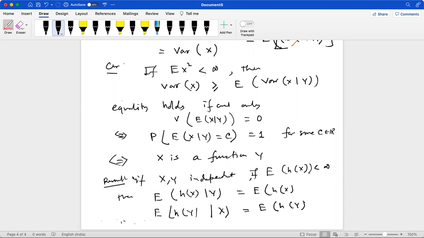So that means this thing is just trivial when x, y are independent. So this is for today's lecture. Any question? Any question on that?